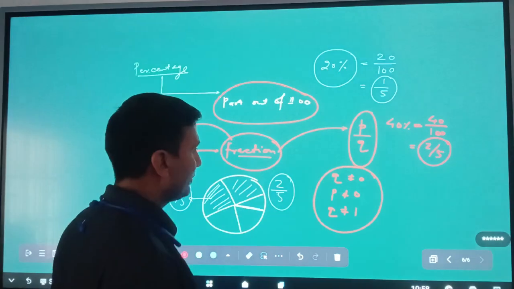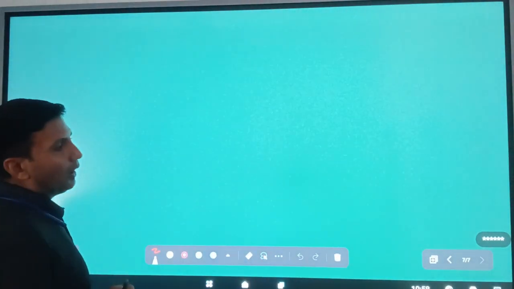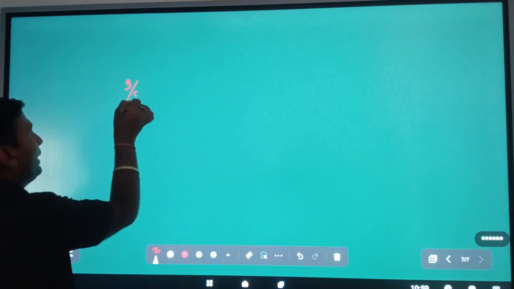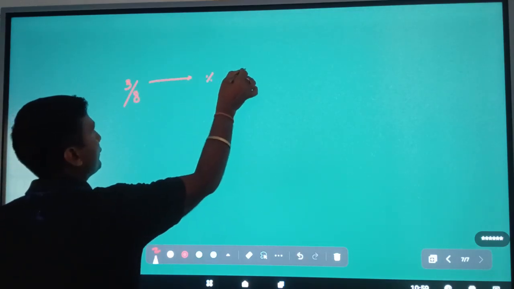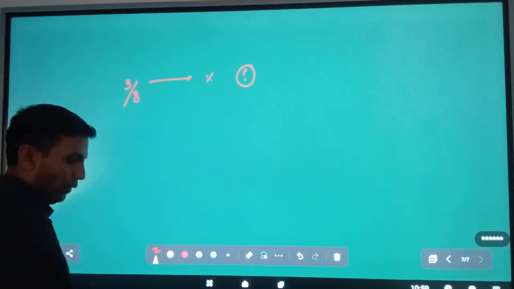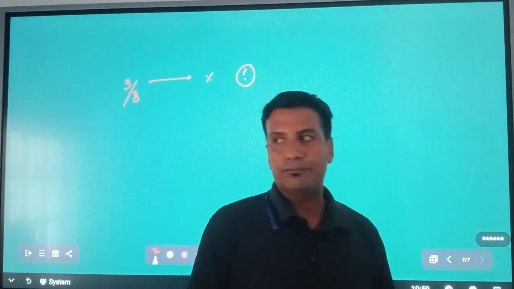So come to the things. The very first thing that we study is the conversion of any fraction into percentage. So if I say I have to convert 3 by 8 into percentage, the question is very simple. Now try to do it mentally.